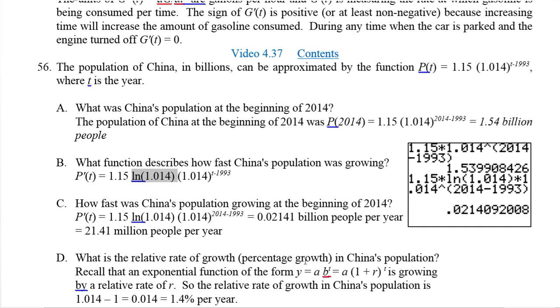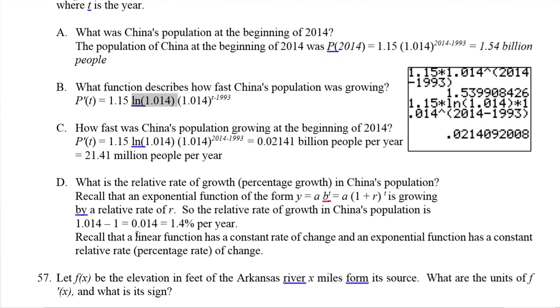And that turns out to be approximately 0.02141 billion people per year. If we want to scale that back to million people per year, we divide by 1,000. That would be 21.41 million people per year. Again, this is rounded off. This 1.15, we probably should round that off to about 21.4 million people per year, because we probably don't have more than 3 significant digits of accuracy.